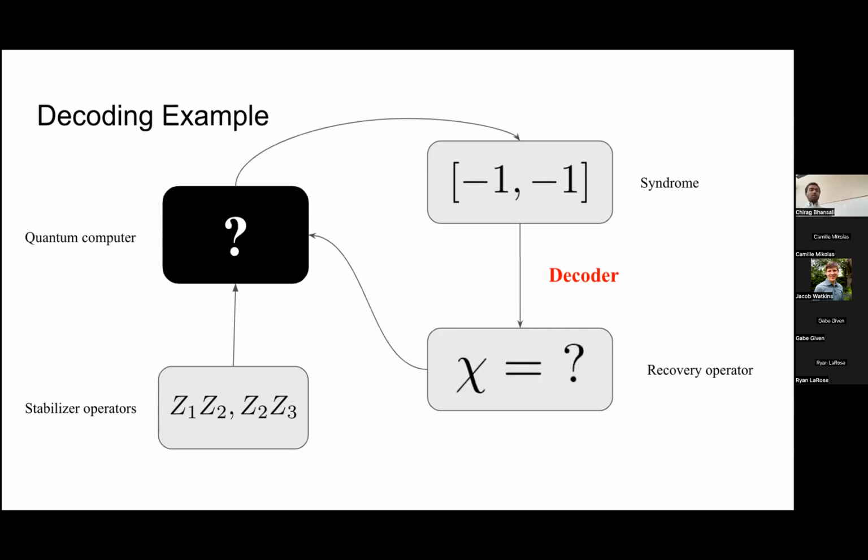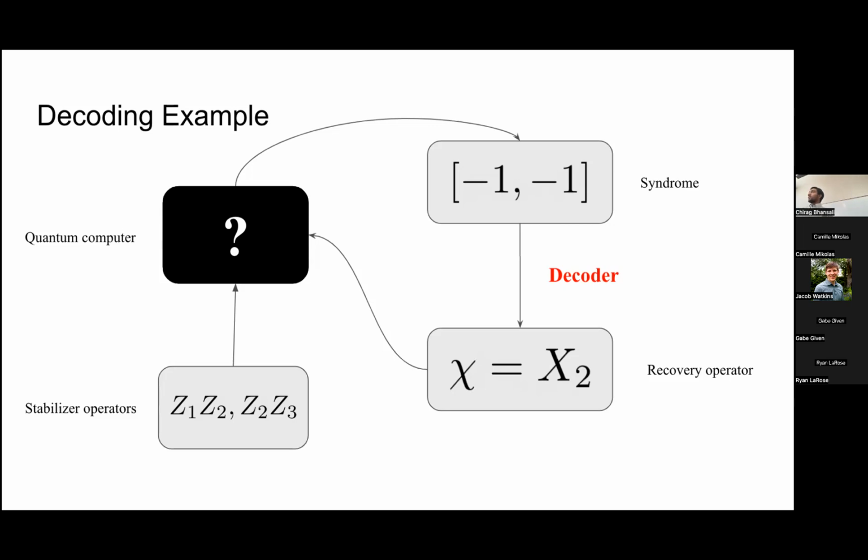Would anyone like to try out what might be the error in this case? We have this syndrome, and based on the syndrome and the operators, what could be an error? We're detecting bit flips, is that right? Yeah. I'll move on. Since it's anti-commuting with both of the operators, it must be the X2 operator, since Z2 is in both of these operators. So the decoder then finds a recovery operator based on the error, which was the X2 operator.